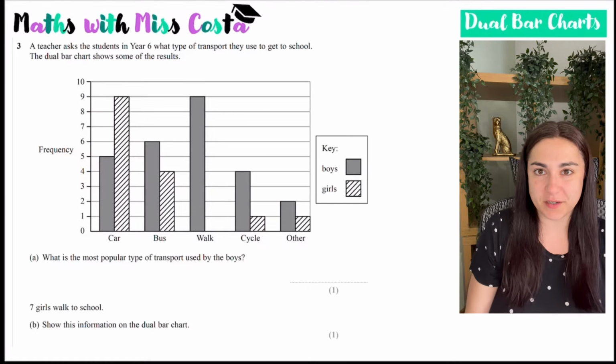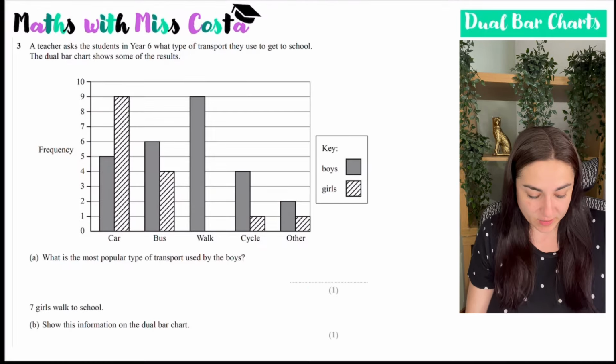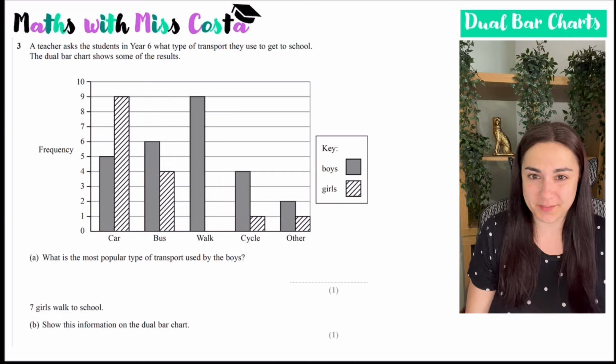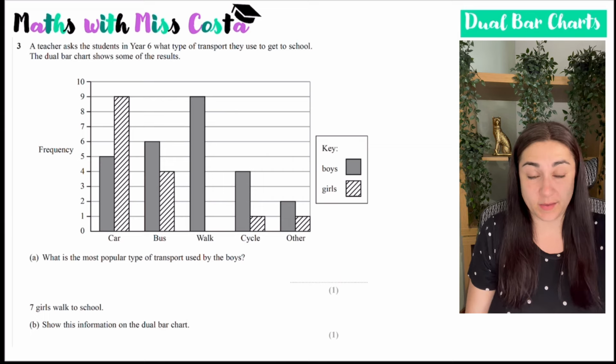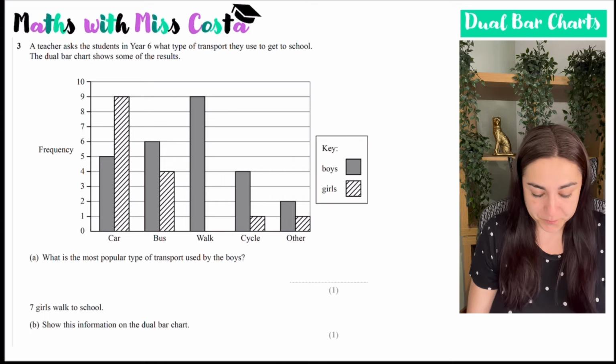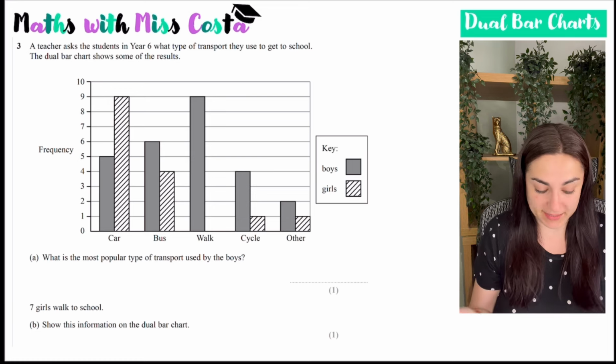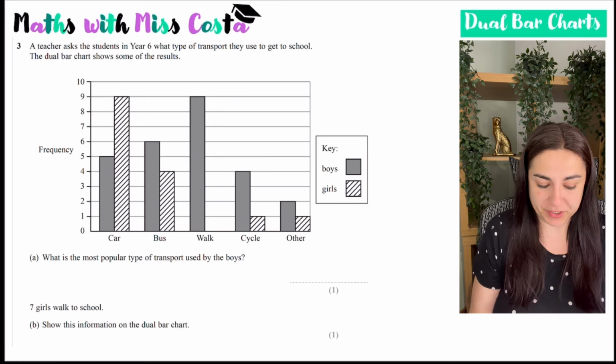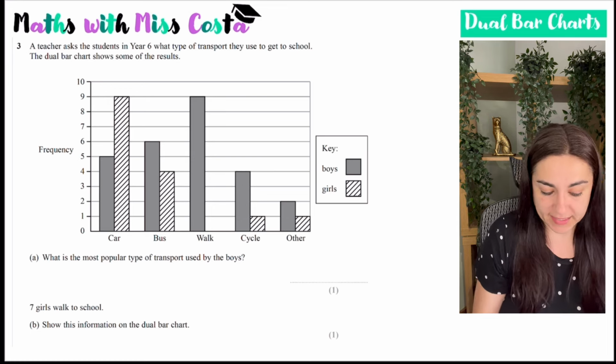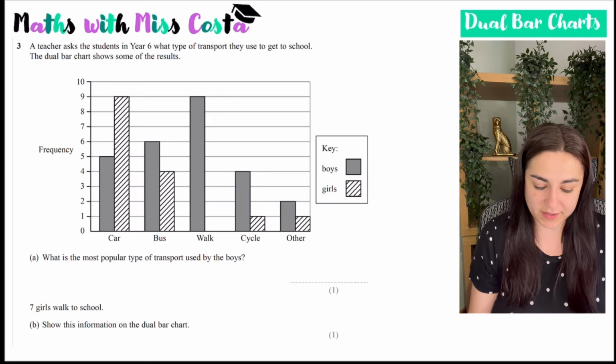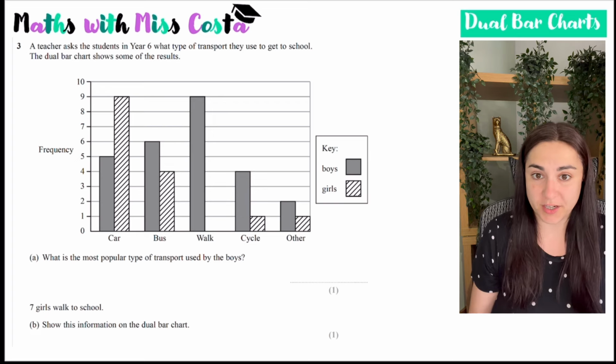Okay, so in this question, I'm dealing with a dual bar chart. And what that means is that there's two pieces of data that I'm looking at with every bar. So the key is very helpful to tell us what we're looking at. So let's read the question. It says, a teacher asked the students in year 6 what type of transport they use to get to school. And the dual bar chart shows the results.